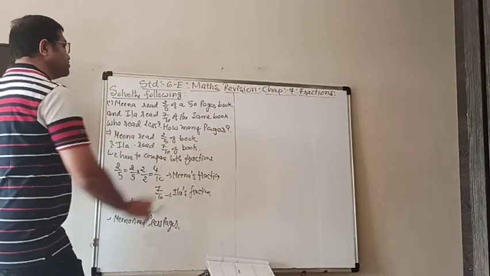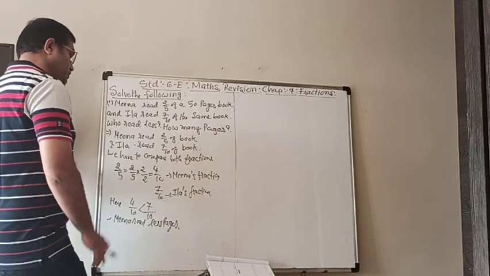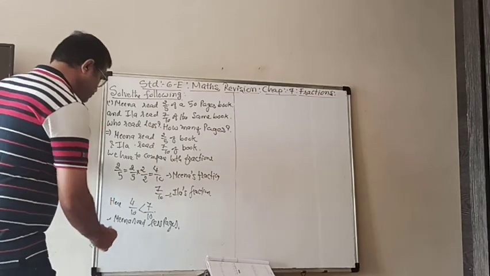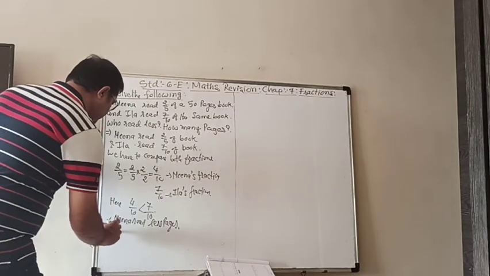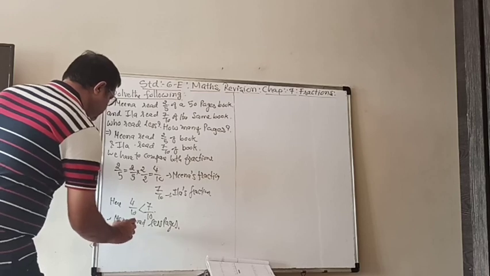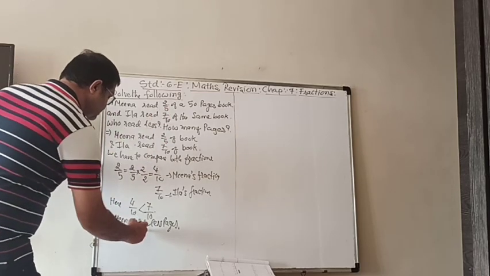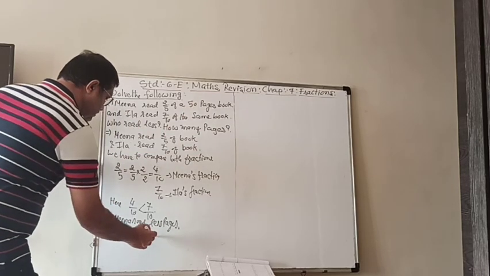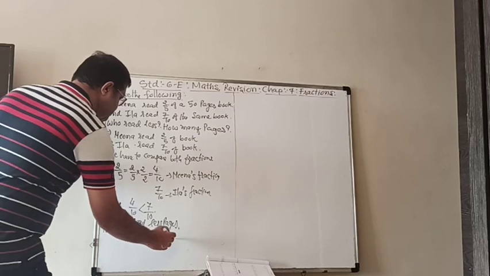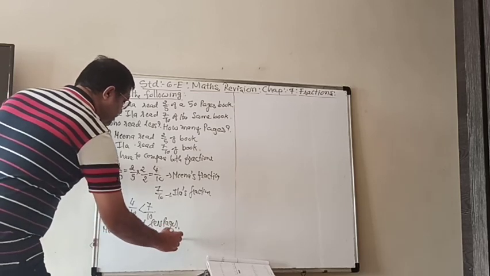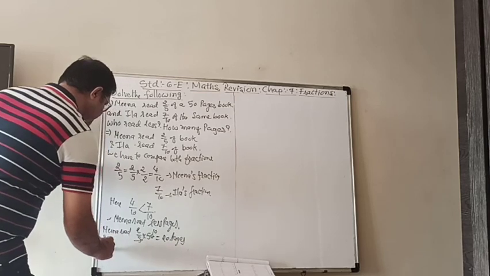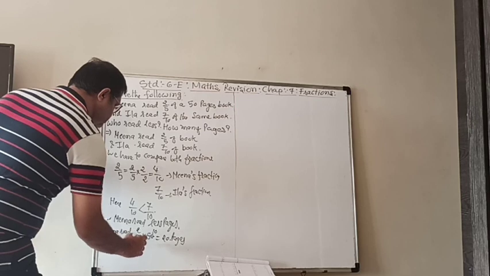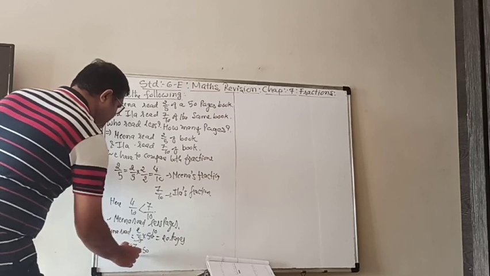Now, how many pages also? So we have to find the number of pages read by both of them. So Meena read 2/5 multiplied by 50, because there are 50 pages. So that is 20 pages. And Ila, how many did she read? 7 upon 10 multiplied by 50.